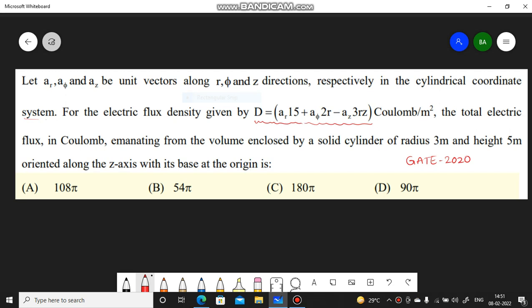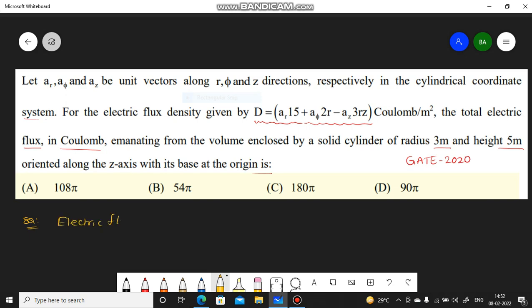The total electric flux in coulombs emanating from the volume enclosed by a solid cylinder of radius 3 meters and height 5 meters oriented along the z axis with its base at the origin. So that means if we clearly observe this problem, it is given the information about the electric flux density.